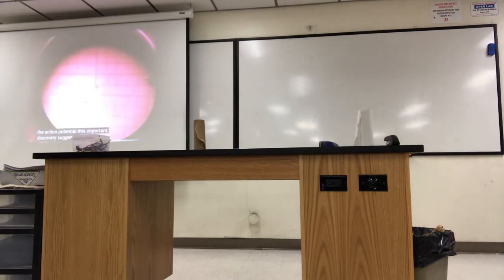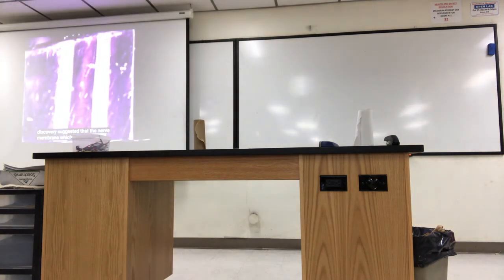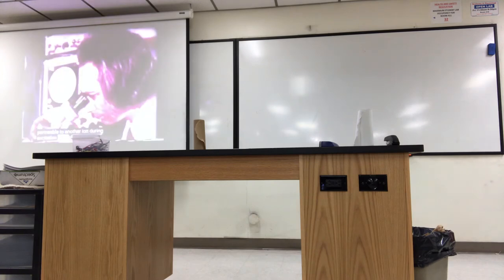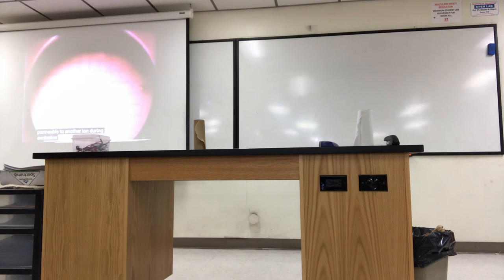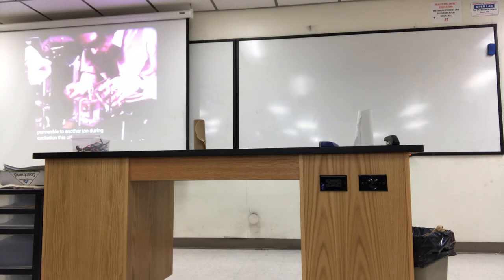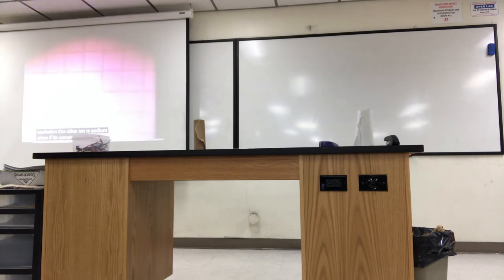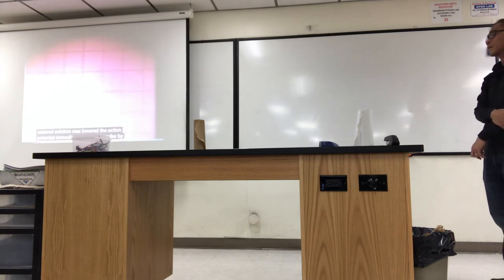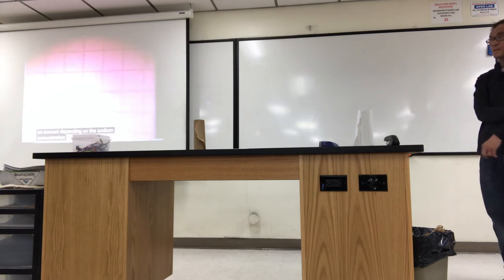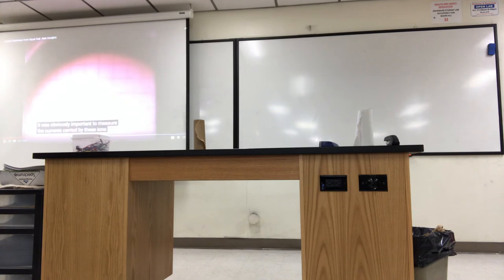This important discovery suggested that the nerve membrane, which at rest is mainly permeable to potassium, becomes primarily permeable to another ion during excitation. This other ion is sodium, since if its concentration in the external solution was lowered, the action potential immediately became smaller, by an amount depending on the sodium concentration. If, as these experiments suggest, the action potential was dependent on the passage of ions across the membrane, it was obviously important to measure the currents carried by these ions.